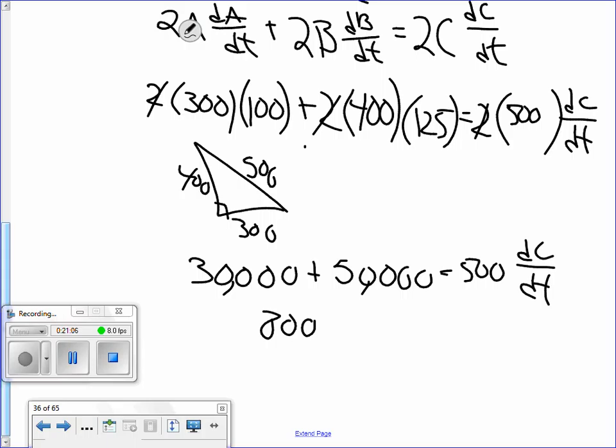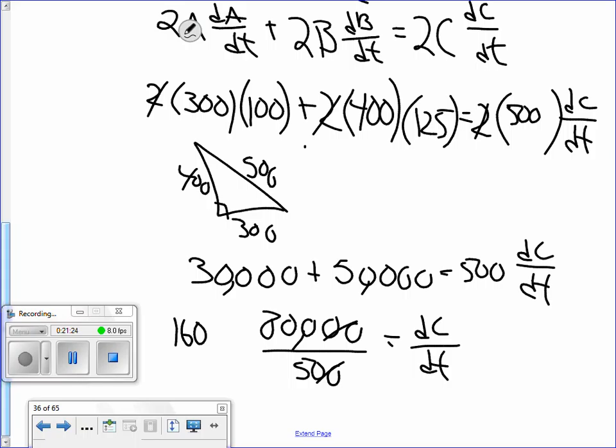So 80,000 over 500. Ooh, that's pretty fast. 16. Is that the right answer? Whew, that seems fast, doesn't it? I don't know what the units were in this one. Is this 160? Oh yeah, 800 over 5. Wait a minute. Yeah, that is 160.